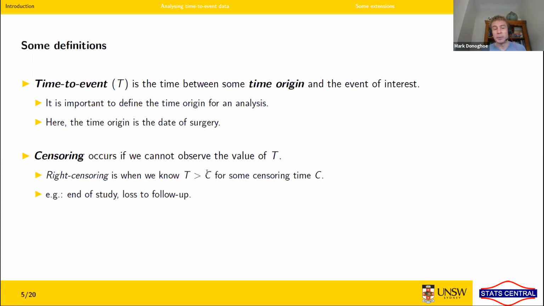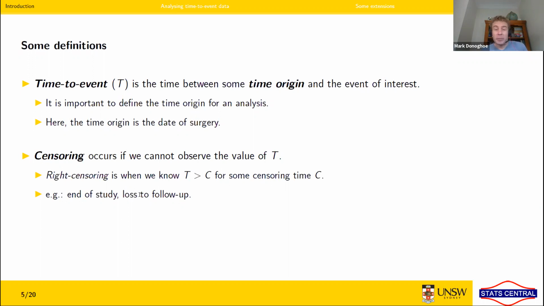The most obvious examples happen at the end of a study, because we have to stop and analyze our data eventually. We can't wait until every single individual has had the event. And this can also happen in non-human studies. If we're looking at the lifetime of mechanical components, we can't always wait until they all break.